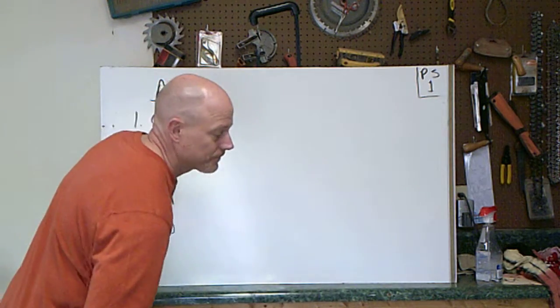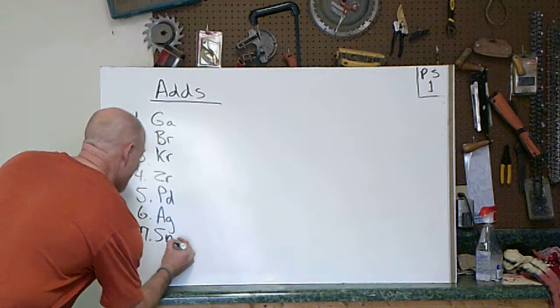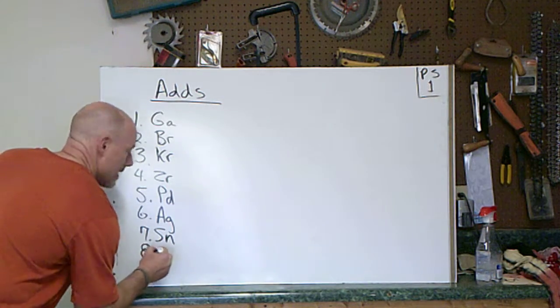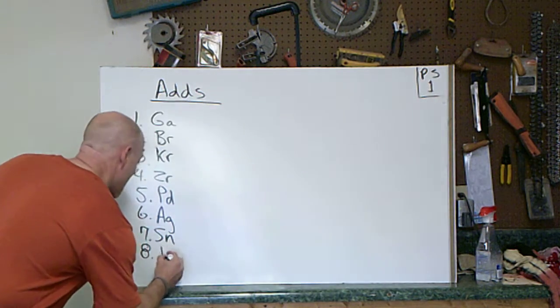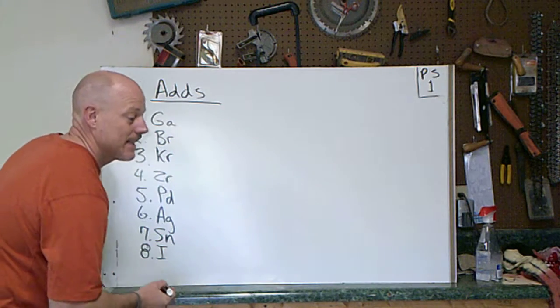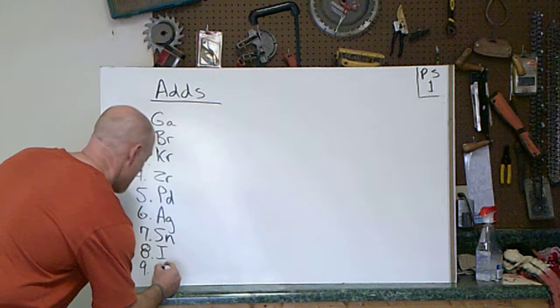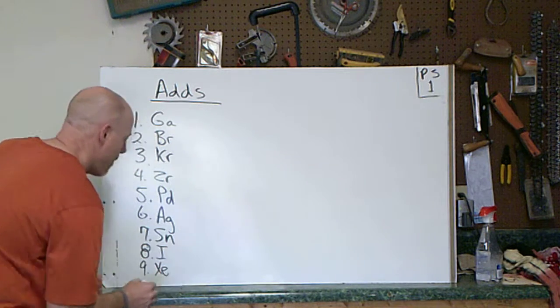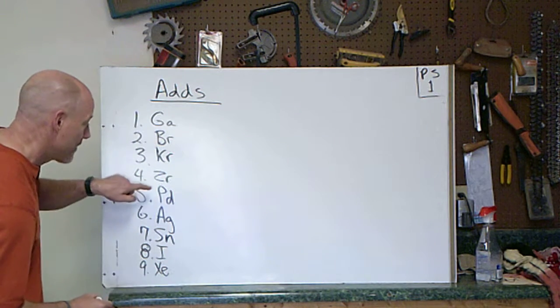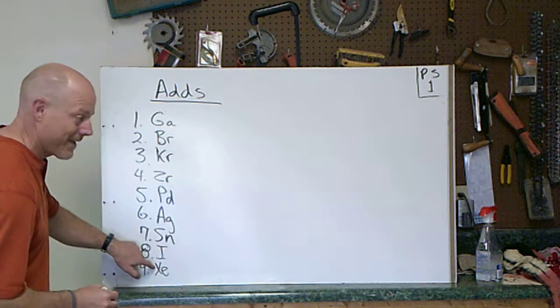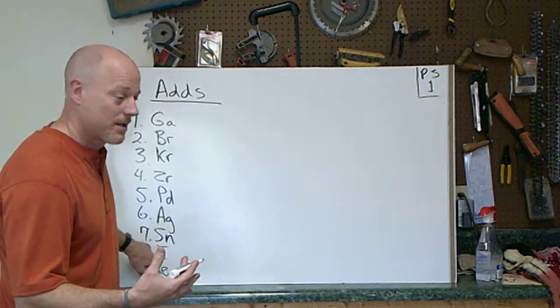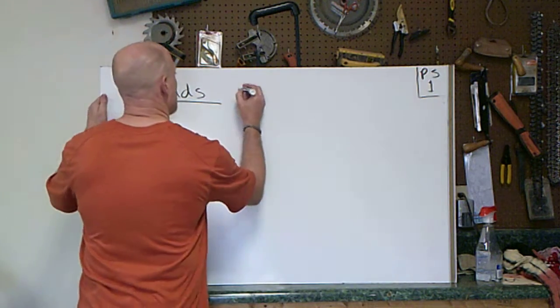Going to 7. 7 is Sn. That's 10. 8 is going to be I. That's iodine. 9. Xe. That's another noble gas. Xe is xenon.